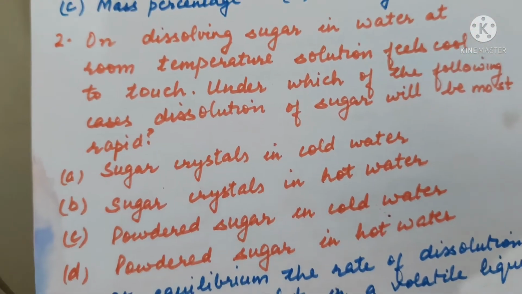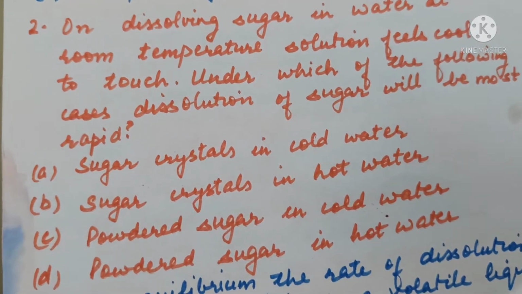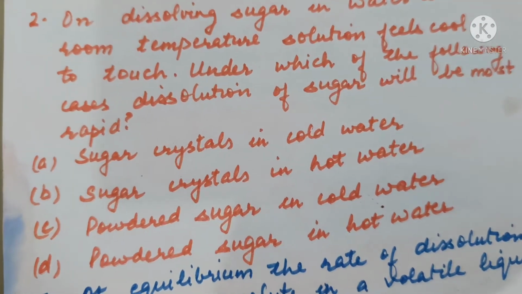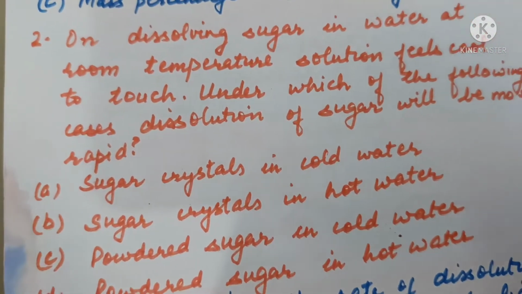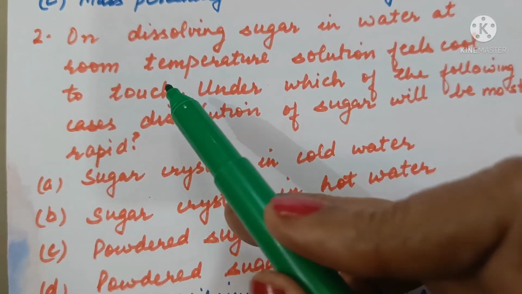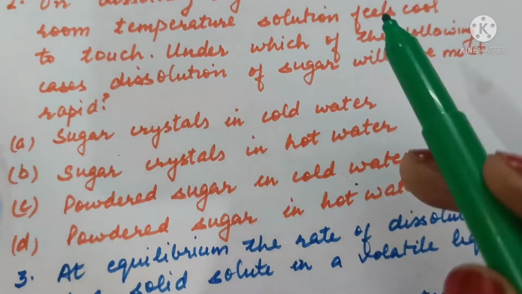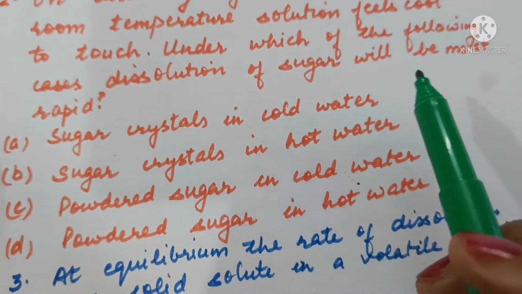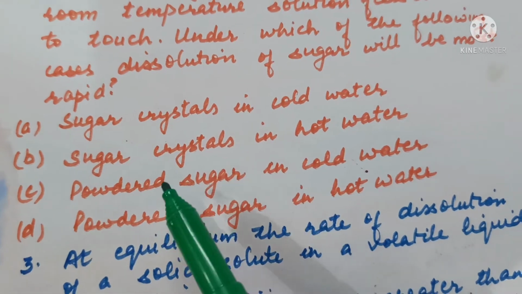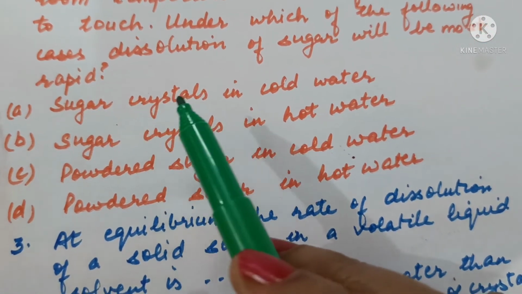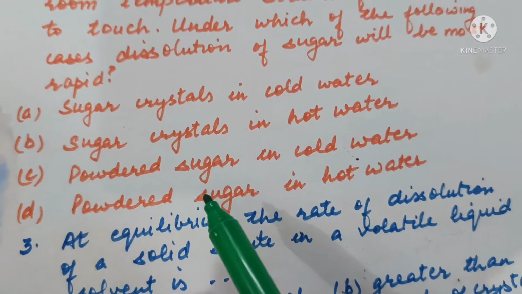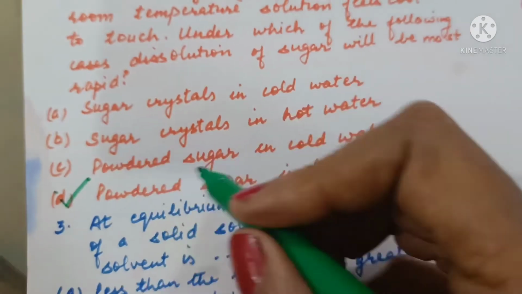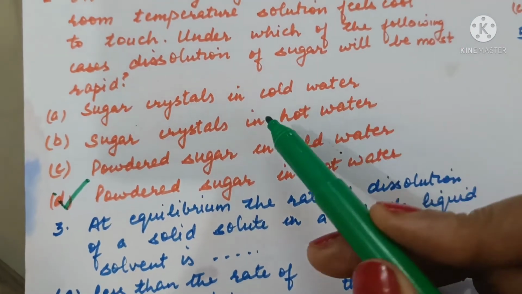On dissolving sugar in water at room temperature, solution feels cool to touch. Under which of the following cases dissolution of sugar will be most rapid? As it feels cool to touch, the reaction is endothermic. Procedure will be more rapid if the reaction takes place at high temperature. Also, powdered sugar will have greater surface area than sugar crystals. So, powdered sugar in hot water is the correct option. The dissolution will be more rapid in this case.